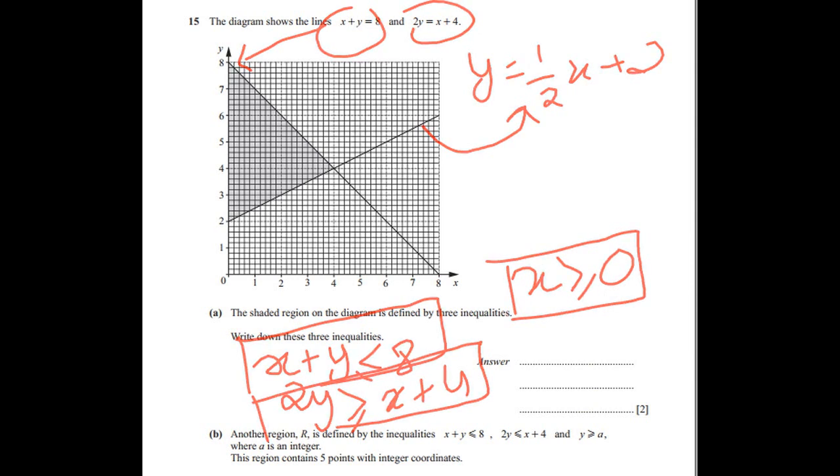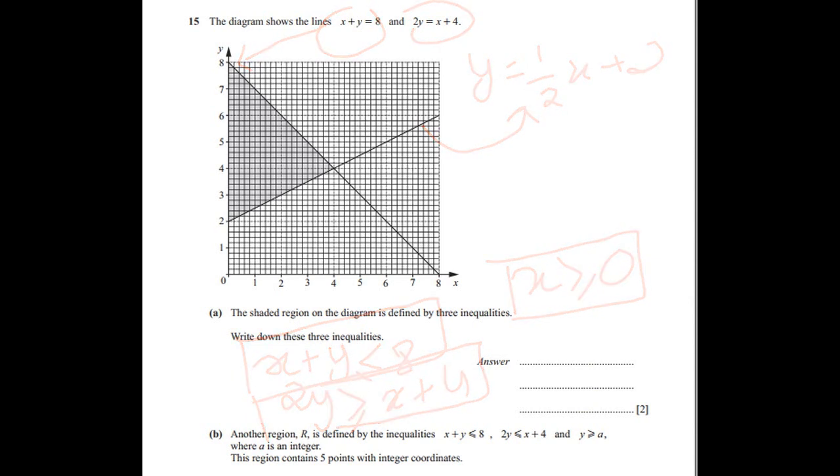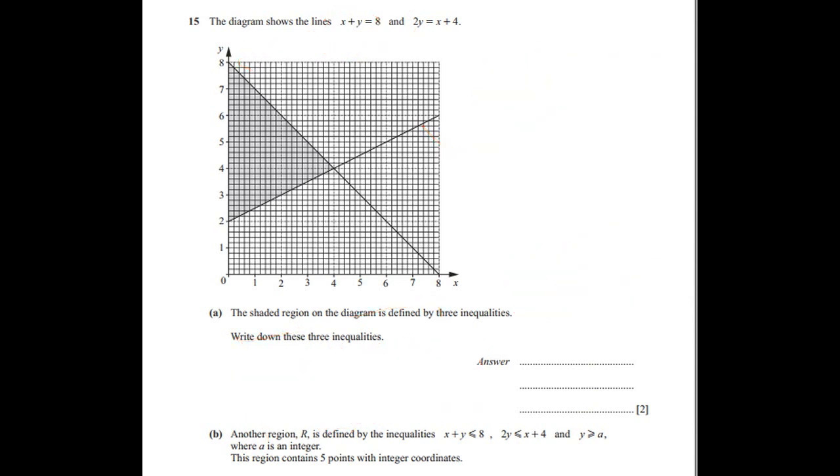Clearing the screen for part B. Another region R is defined by these 3 inequalities. x plus y is less than or equal to 8. That means we again have to consider the region below this line, and 2y is less than or equal to x plus 4 as well. That means we have to consider the region below this line as well. So if we combine both these regions, we're considering this region.